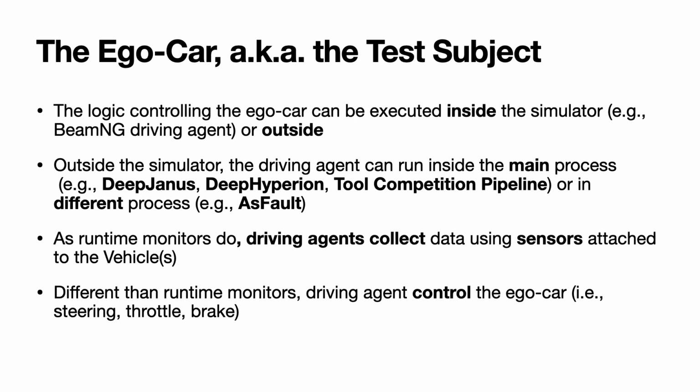So the logic that controls the car can be running directly inside the simulator or outside it. When you run something outside the simulator, this can be an agent that runs in the main process, beside or along with the test case. For example, this is the approach adopted by DeepJanus, DeepHyperion, the tool competition pipeline, or in a different process. So you can spawn another process or let another process connect to your running simulation, and then let it download the data and drive the car.